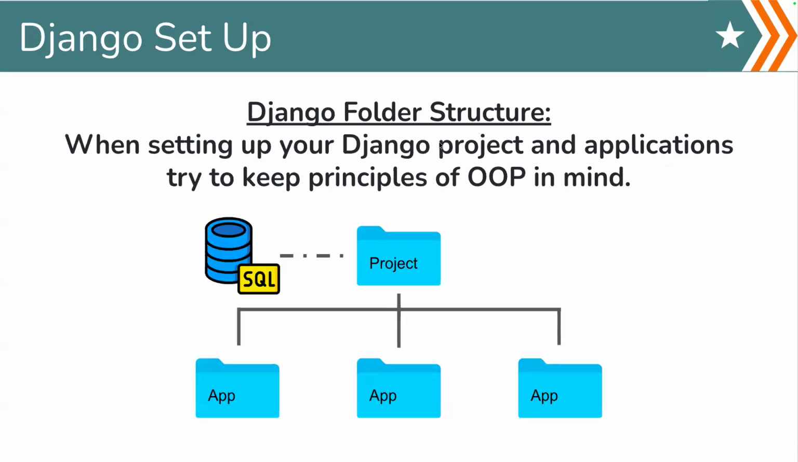All right, so let's talk about the project structure, the Django folder structure. When setting up your Django project and admin application, try to keep the principles of OOP in mind. Here the project is going to be created. When we talk about the access point, everything that comes in data-wise is always going to enter at the project level first.